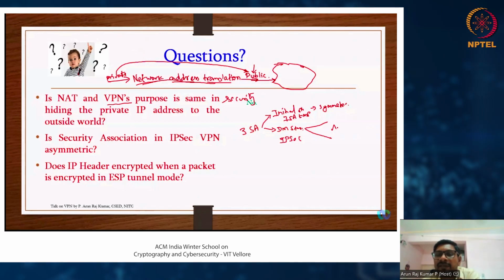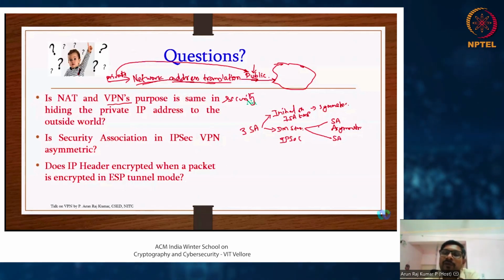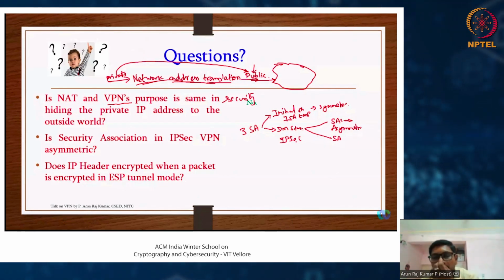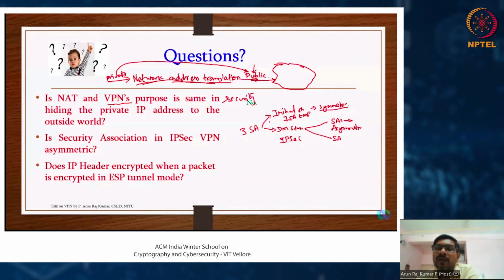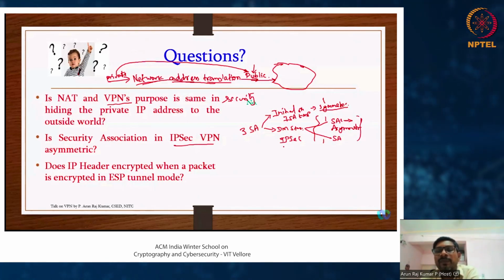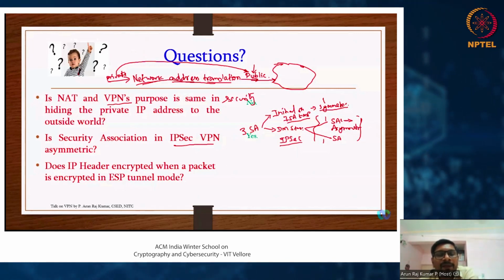In the later stage, it is asymmetric because you require 2 SAs, for outgoing and for incoming. Because an SA is only for one direction in the data management stage, in the IPsec protocol, whereas here it is for both directions. So 1 plus 1 plus 1. The question is about IPsec VPN, not ISAKMP, so it is actually asymmetric. The answer is yes, the security association in IPsec VPN is asymmetric.